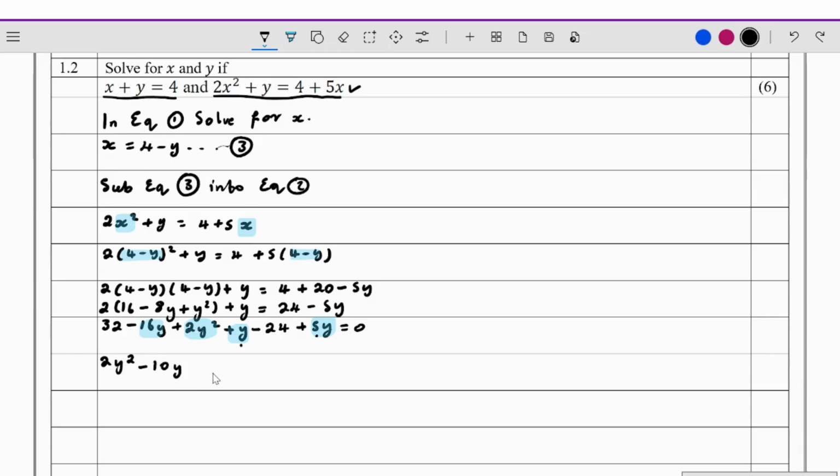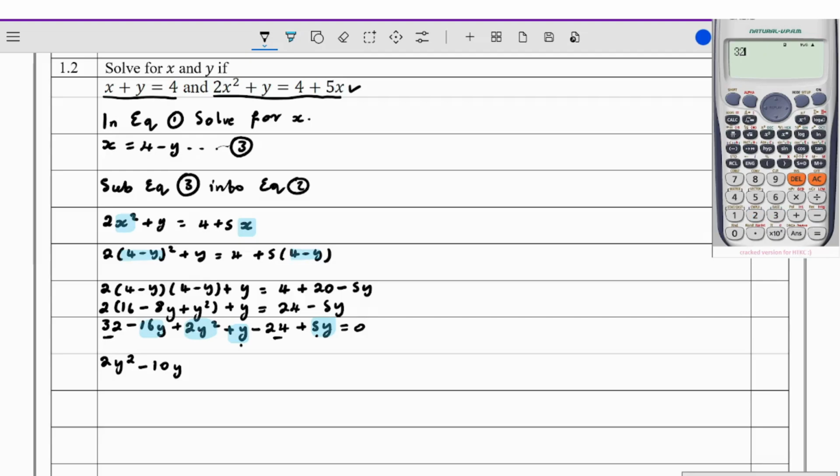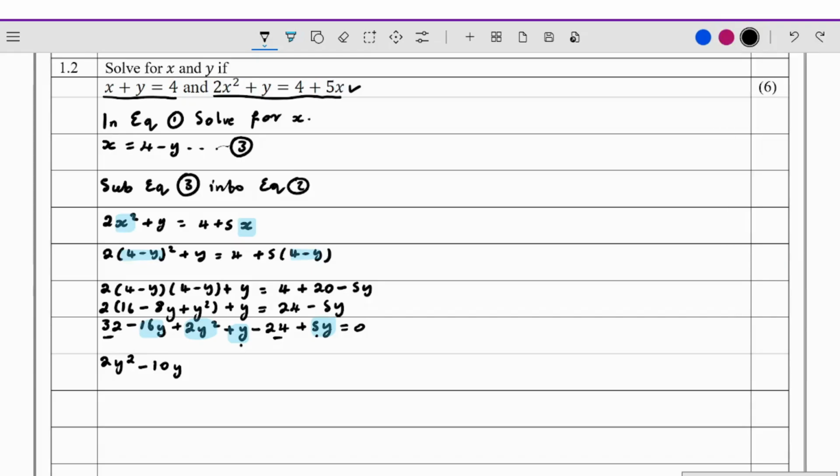And then what am I left with? I'm left with 32, and I'm also left with negative 24. So 32 minus 24 gives me positive 8. So I have positive 8 here. This is equal to 0. Again, we have a quadratic and we are solving for y.